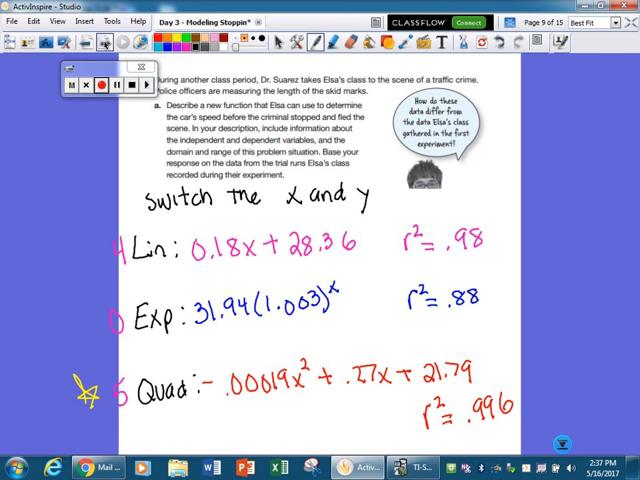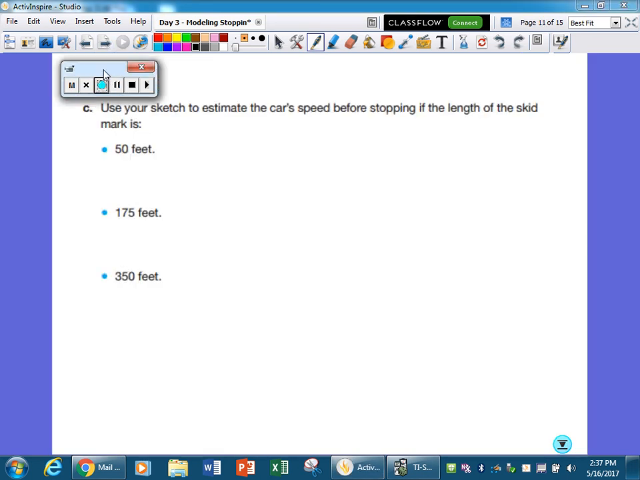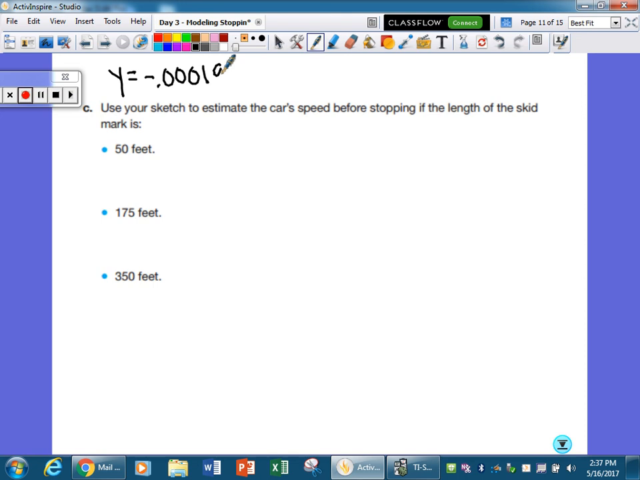Alright, so let's see what they want us to do with it. So you can cross off B, hooray, that one's done. And then we're going to do C, and I'm just going to rewrite the equation here. Because remember, this one had the highest r squared value. And now what we're going to do is we're just going to substitute 50 in for x, 175 in for x, 350 in for x. I'm going to do this first one. You're going to be in charge of these two.